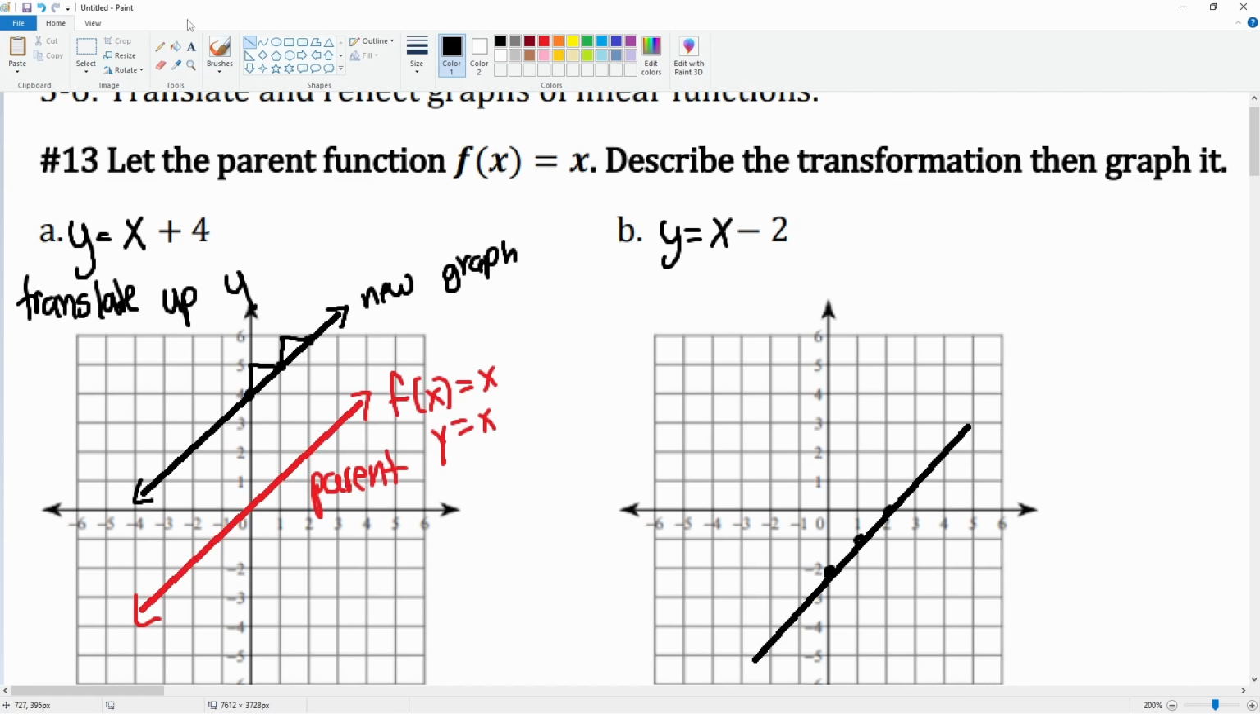And then there you go. This is the new graph. And let's make sure we graph the original. And it looks like it went down 1, 2. So here we would say it is translated down 2. All right. So A and B were all translates up or down.